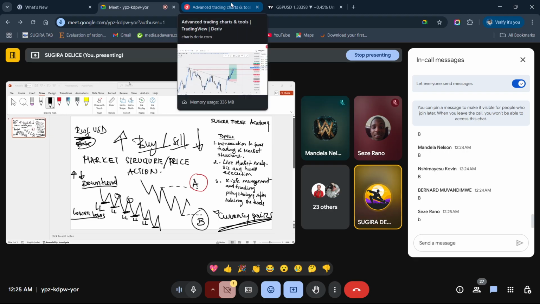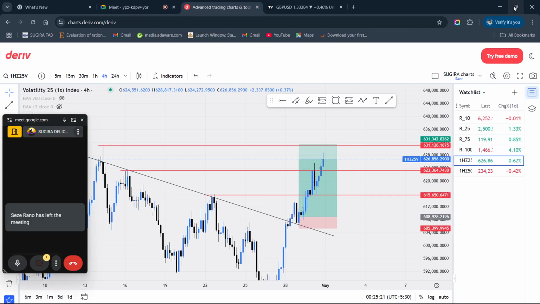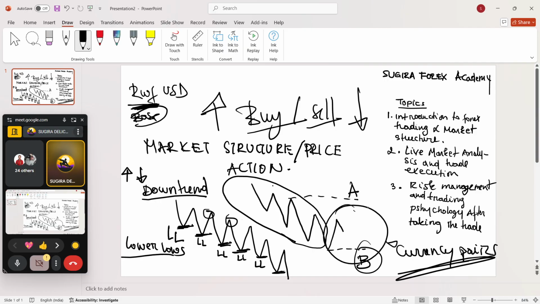Because if I have an option of buying or selling, I should know where the market is heading to. So from this market movement, the market is targeting B. The market is targeting B because I have to access the past data so that I will know what is coming in the future.